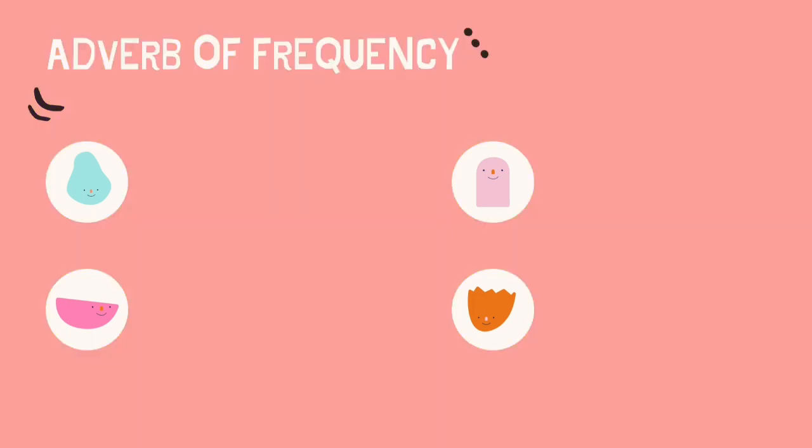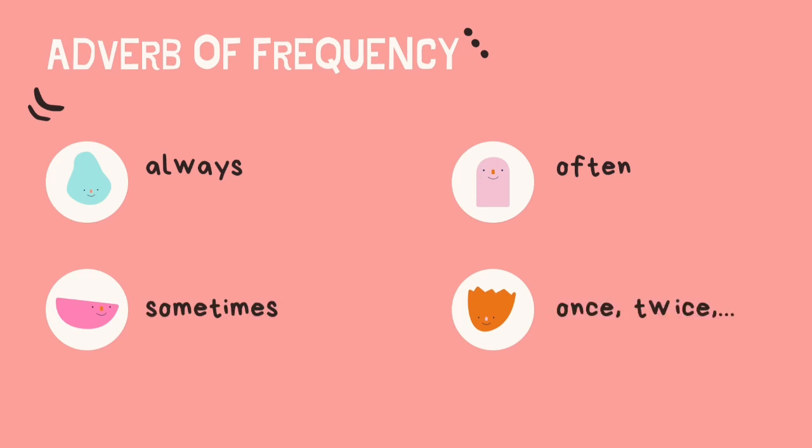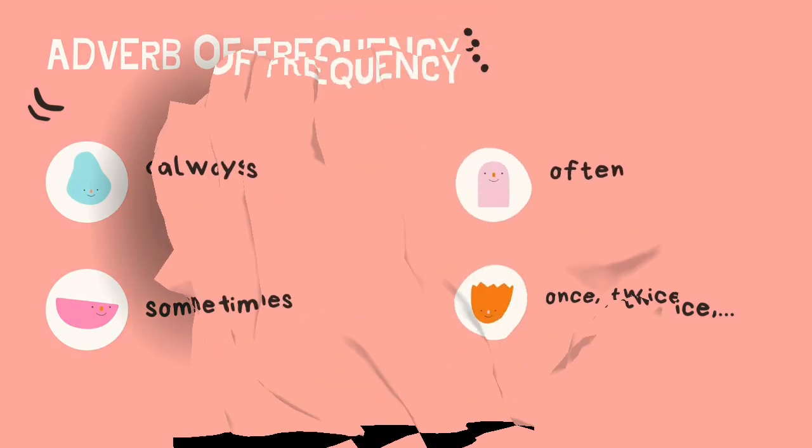We also have adverb of frequency or kata kerja perulangan. For example, always, selalu, often, sering, sometimes, kadang-kadang, once, twice, sekali, 2 kali. That's the adverb of frequency. When the sentence uses those adverbs of frequency, the sentence is simple present tense.